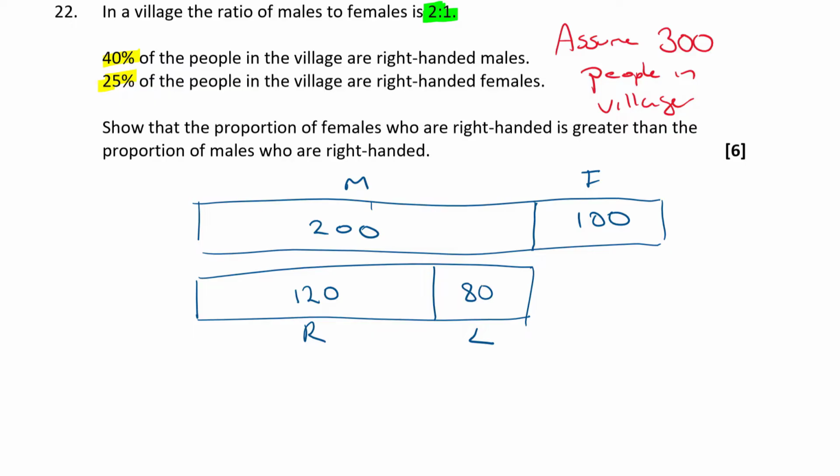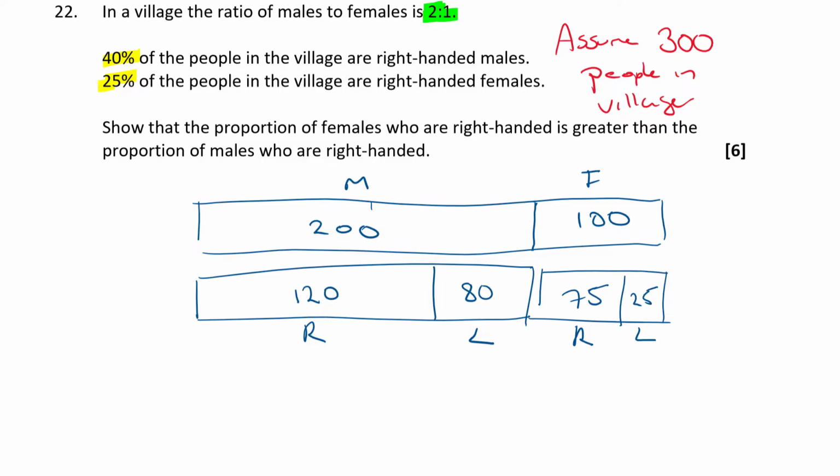Okay. Now in my female bar, which is of length 100, 25% of the people in the village are right-handed females. So 25% of 300 is 25, 25, 25. That's 75, isn't it? So this bar here, I'm going to divide up into 75 righties and 25 lefties.